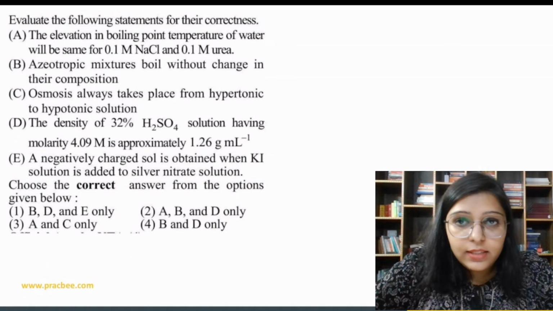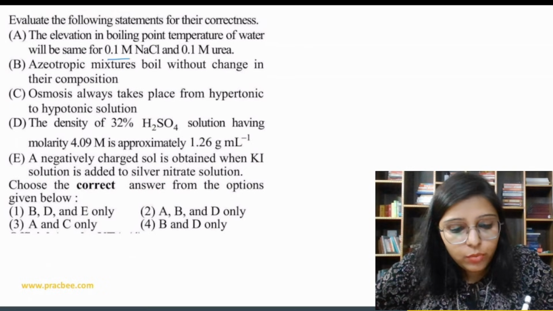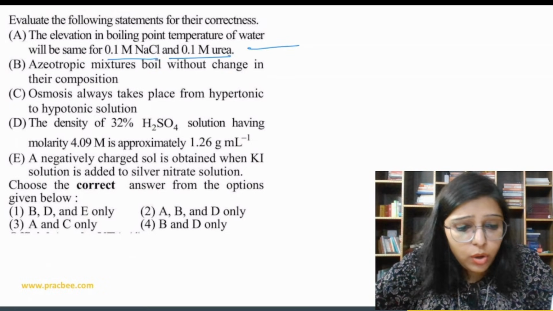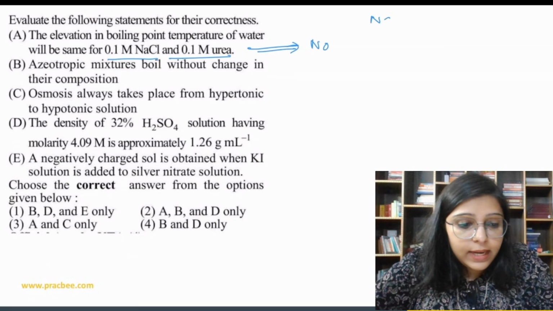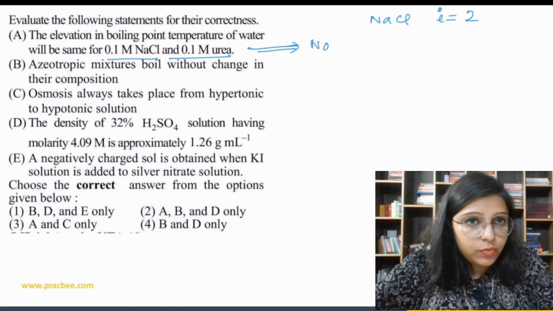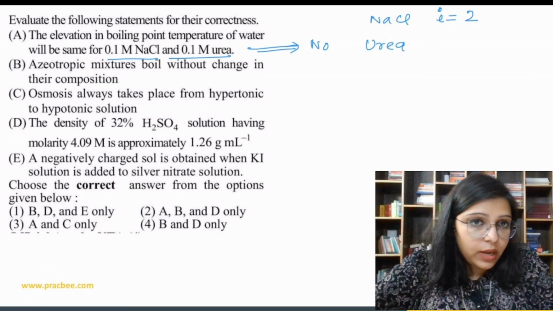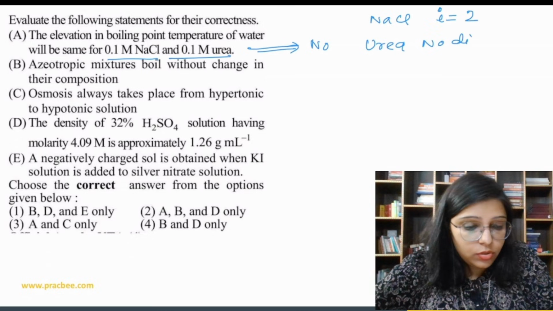Now let's do the next question. The next question says the elevation in boiling point temperature of water will be the same for 0.1 molar NaCl and 0.1 molar urea. No, because in NaCl dissociation happens and the I value we are going to introduce, which is 2, and in urea there is no dissociation, so there will be no I value. We are not going to introduce the I value as there is no dissociation.